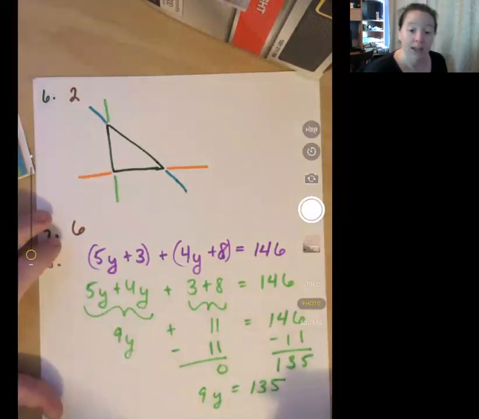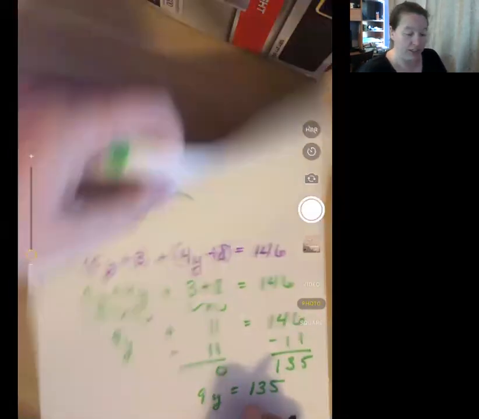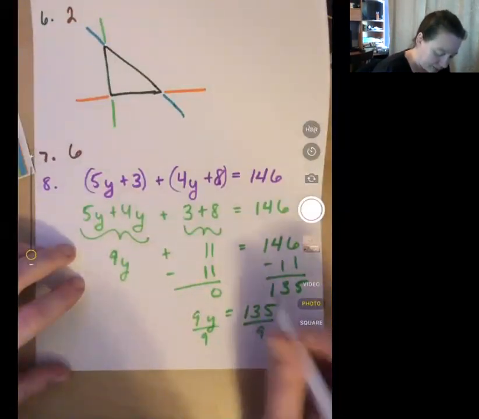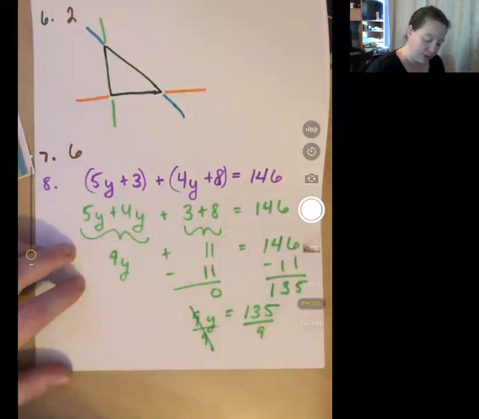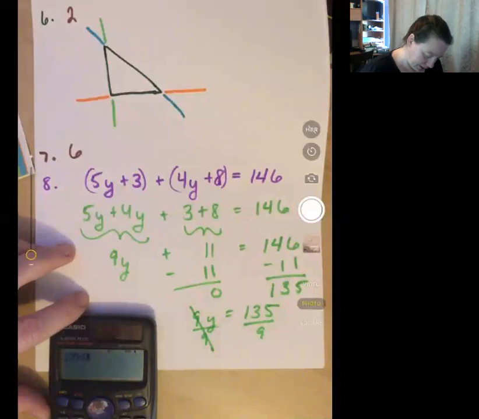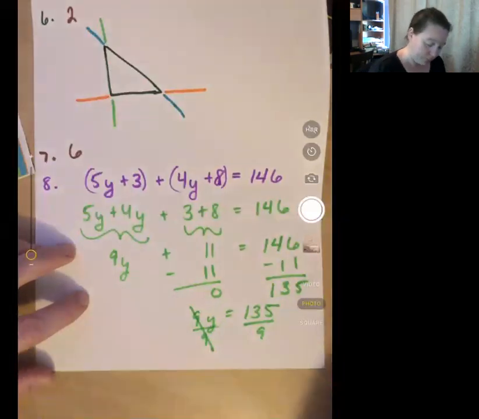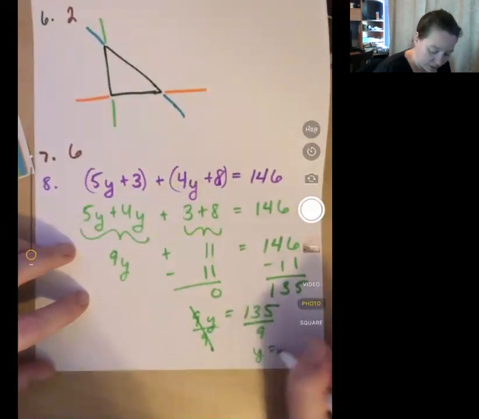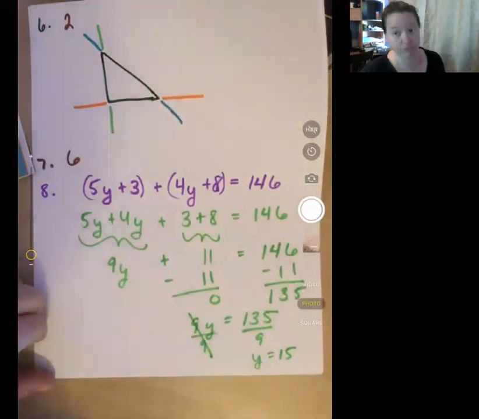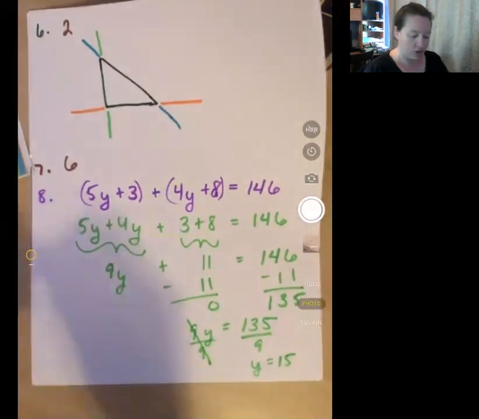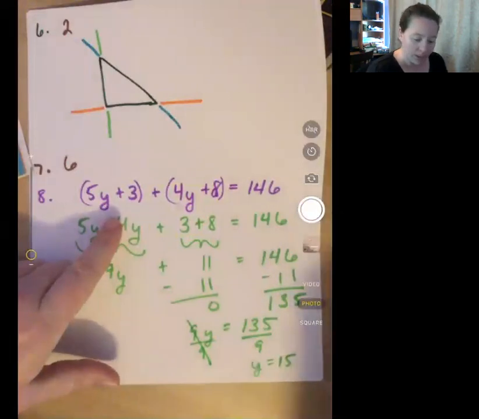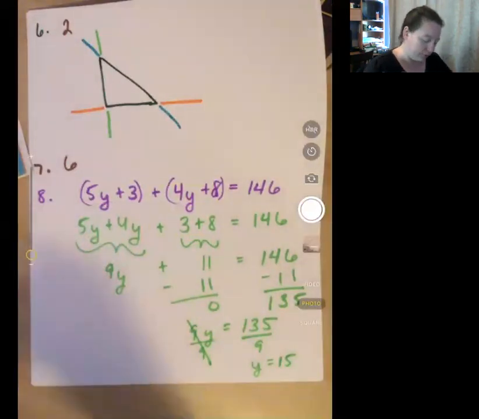So I have 9y equals 135. This is connected by multiplication, so I am going to divide. Divided by 9. That cancels out. I then end up with 135 divided by 9 equals 15. So y is equal to 15. I do not know what any of my actual angle measurements are yet. I have to go back to what I had before.